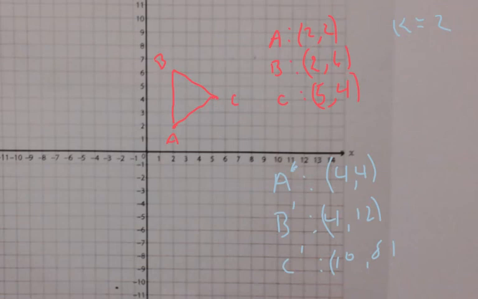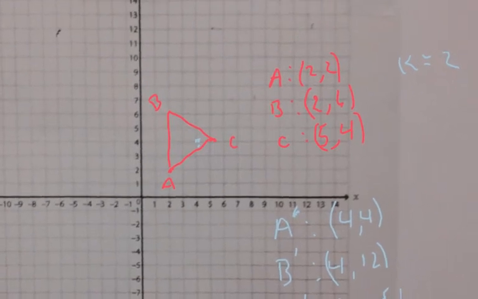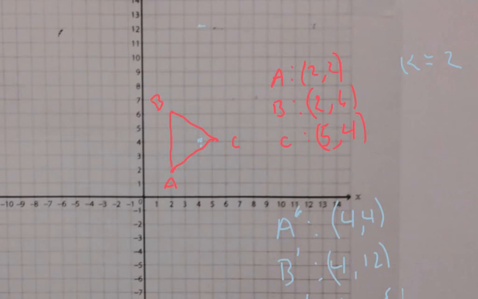So when I graph these points, I go over 4, up 4. Should be located here. Then I go over 4, up 12, so I'm going to have to move this just a little bit. So over 4, up 12 would put me here. And then over 10, up 8 would put me right there. And so I get a triangle that is similar to the initial triangle, but it's both slid over, so it's a slide, and it's an expansion as well. And I'm sorry, that was not right. B prime should be right here, and this should be C prime.